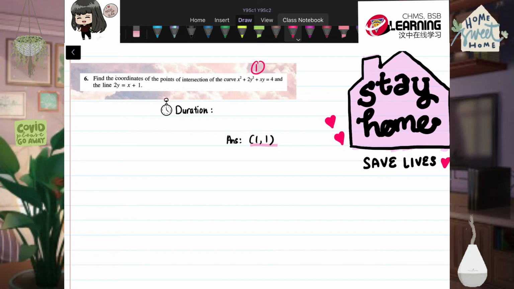Okay, this one also very easy. You just need to use simultaneous equation. You don't need to do anything extra. You just need to find the point of intersection, and this is the answer. Please follow and give me the duration. Okay, please write down the duration.